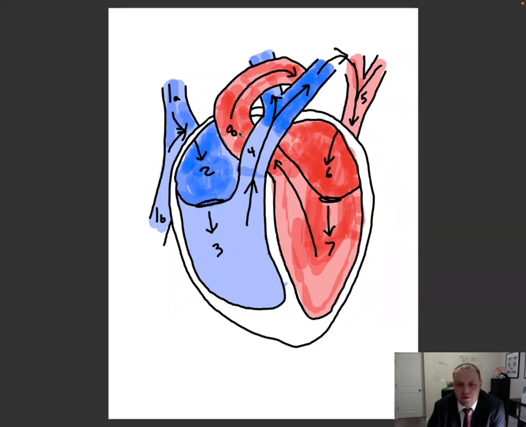So we're going to go up through the aortic valve, which isn't seen here, but number 8, and then that's representing the aorta and the aortic arch here. And then the rest of it's not drawn, but it branches to the rest of the body.